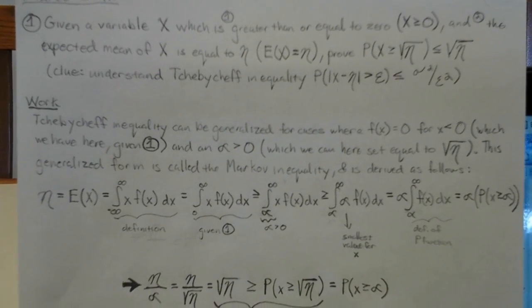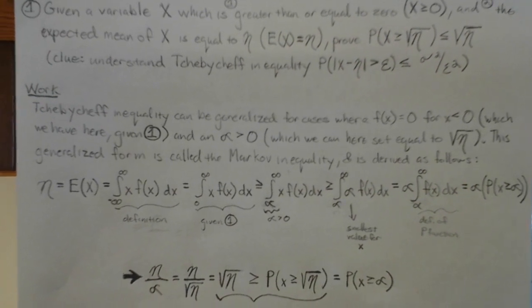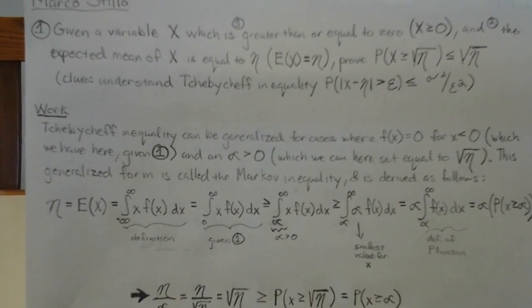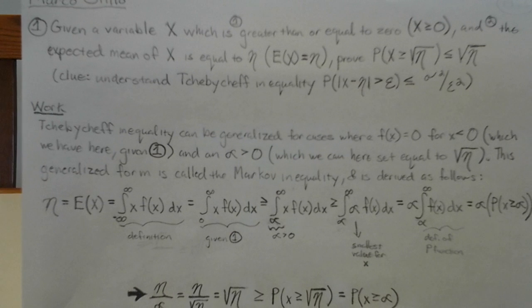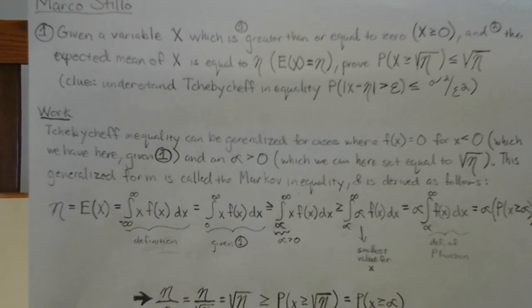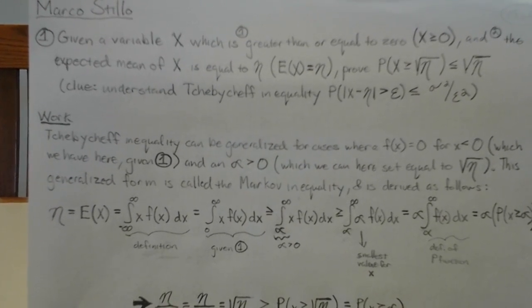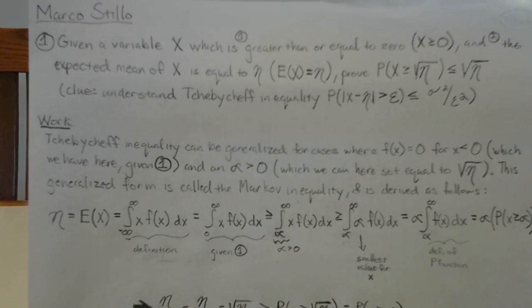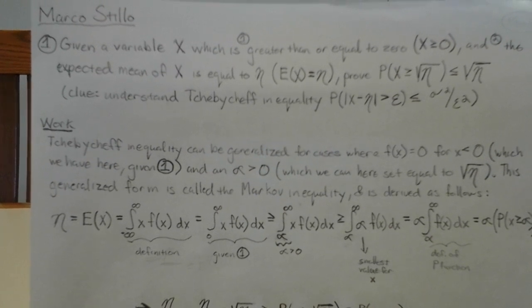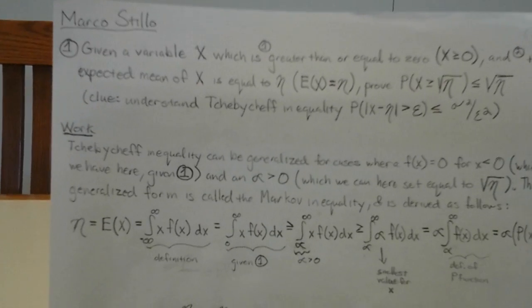All right. Today we're going to be doing problem number 1 of homework number 4. The problem specifically reads, show that if the variable x is greater than or equal to 0 and the mean of x is equal to eta, then the probability of x being greater than or equal to the square root of eta is less than or equal to the square root of eta.